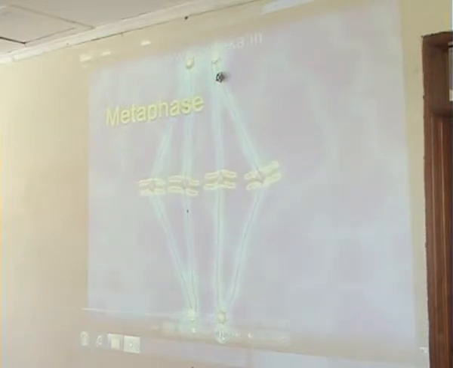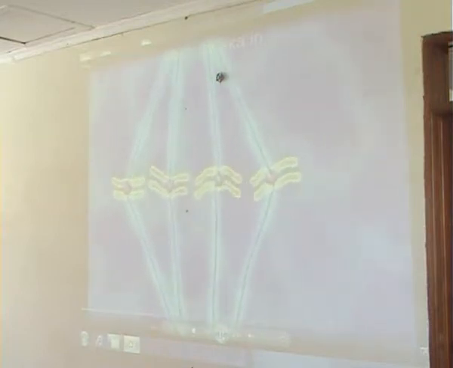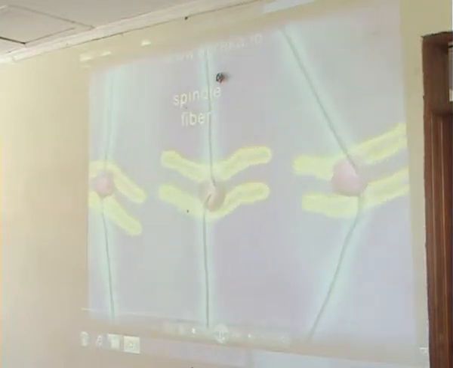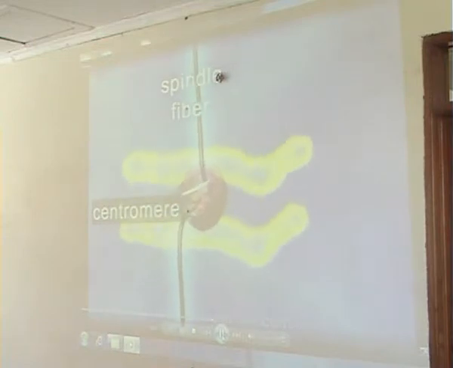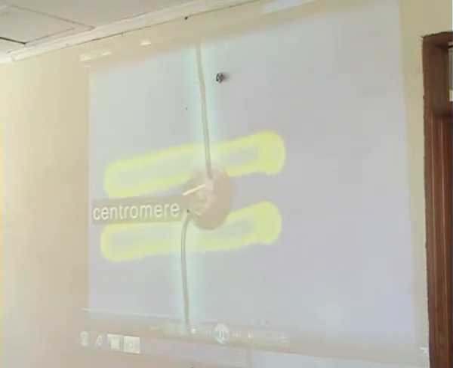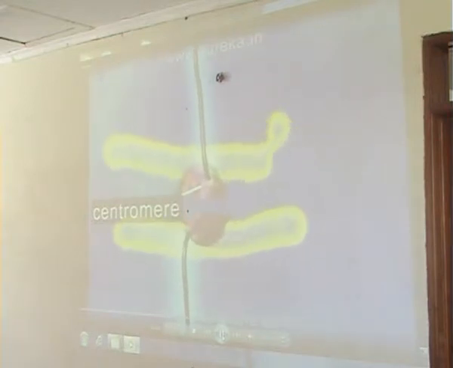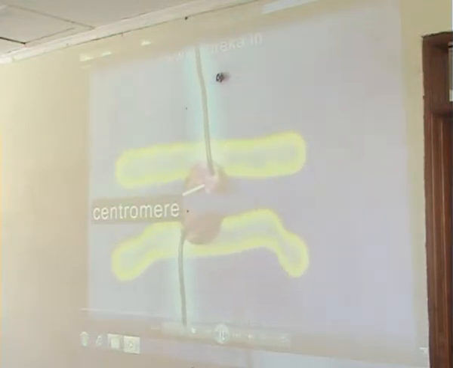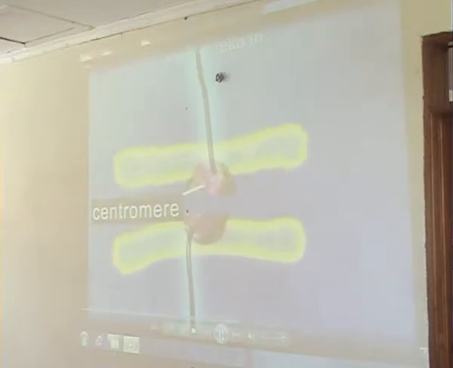Metaphase. Now the chromosomes are arranged on the equatorial surface. In a chromosome, the two chromatids and the centromere separate by a longitudinal slit. The centromere of each chromatid becomes separate and attaches itself to the spindle fiber.